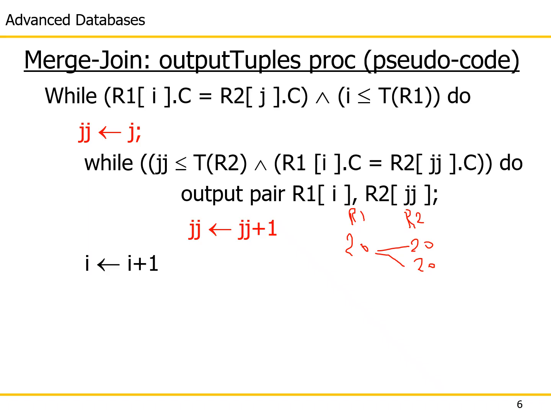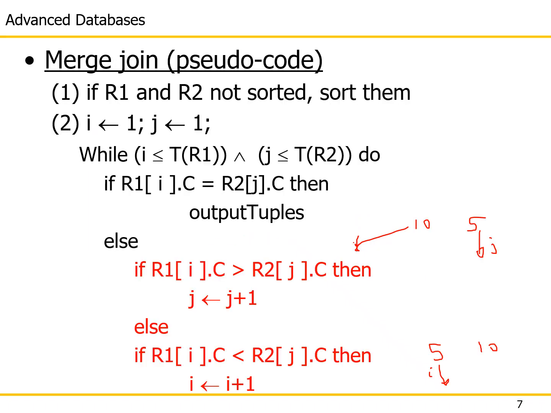And then I go inside the while loop again to pair the next 20 in R1 with the two 20s in R2. And that's how this is done. Now the last part that remains, you will see it in the next slide, is what is highlighted in red here.